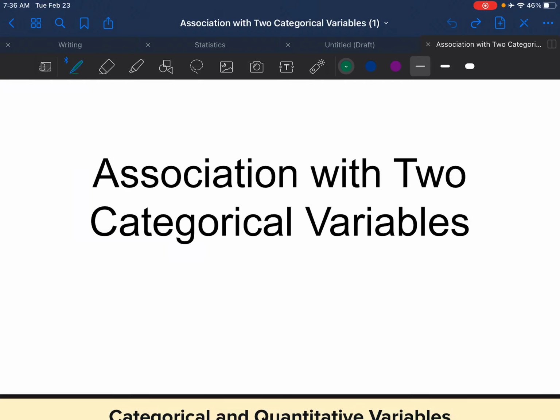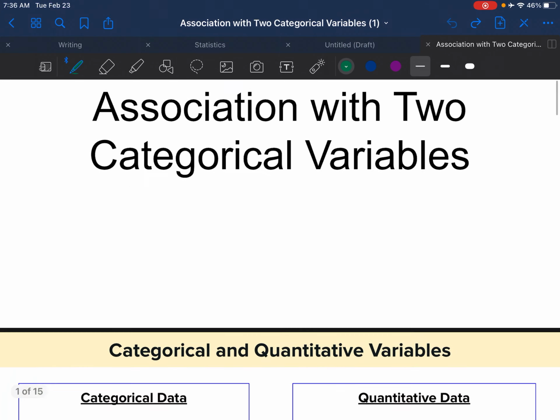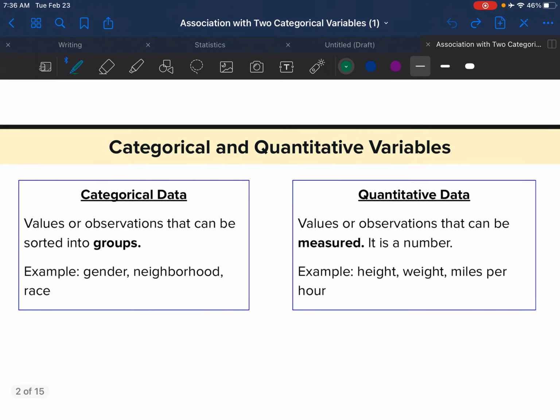This is a review about association with two categorical variables. So a quick review about the different types of variables. Categorical variables are variables that are easily sorted into groups. Something like your gender, the neighborhood you live in, or your race. These are all characteristics that are described in words and that you can group people by them.